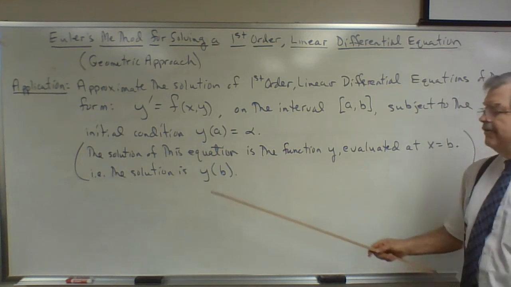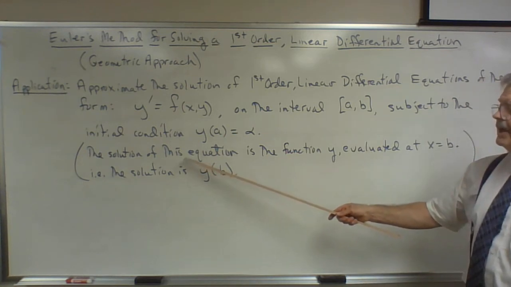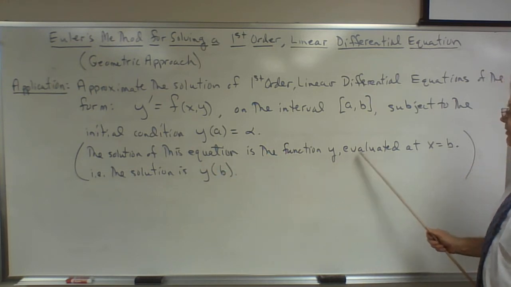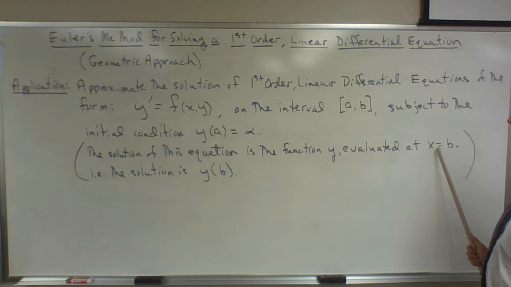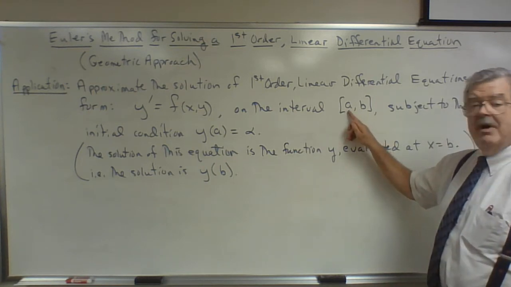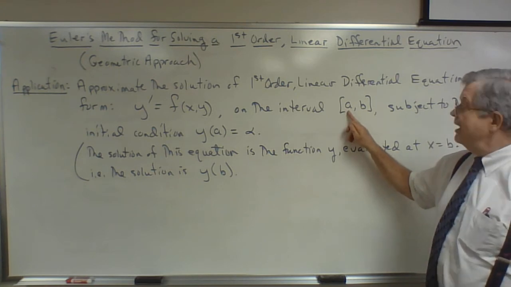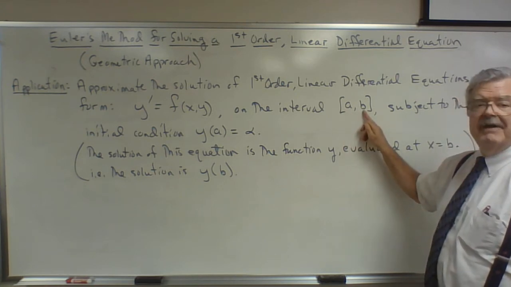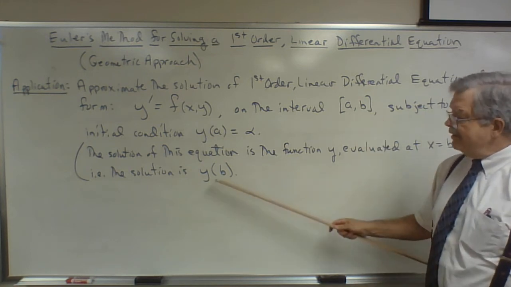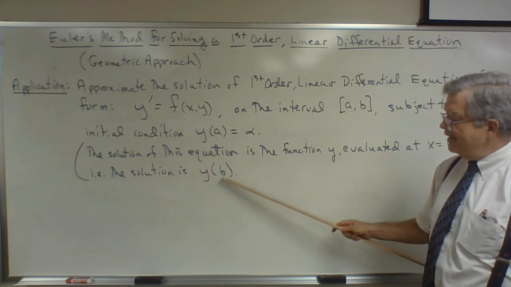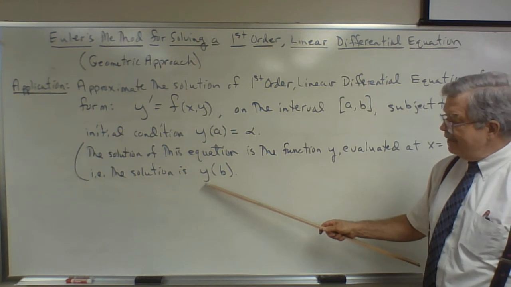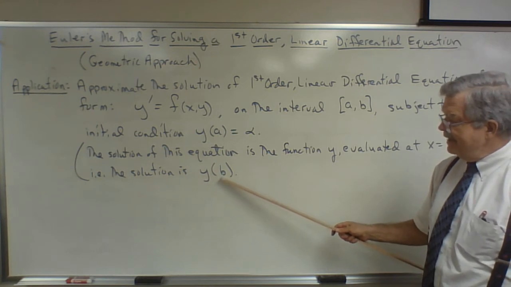What we're looking for and what we consider to be the solution of this equation is the function y evaluated at x equal b. In other words, we know the value of y at x equal a, and what we're looking for is the value of y at the other endpoint. So what we're looking for is the function y evaluated at b. And this is going to be a number. We want the value of y evaluated at b.